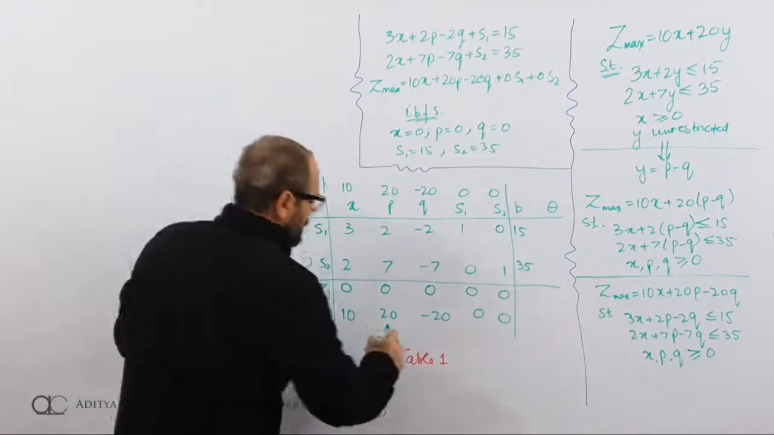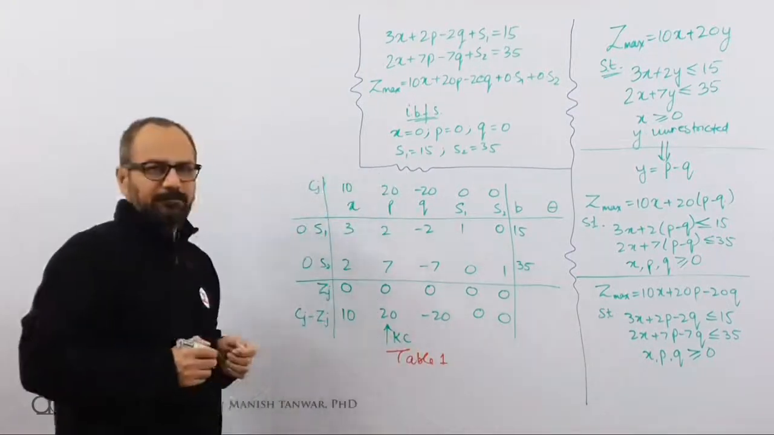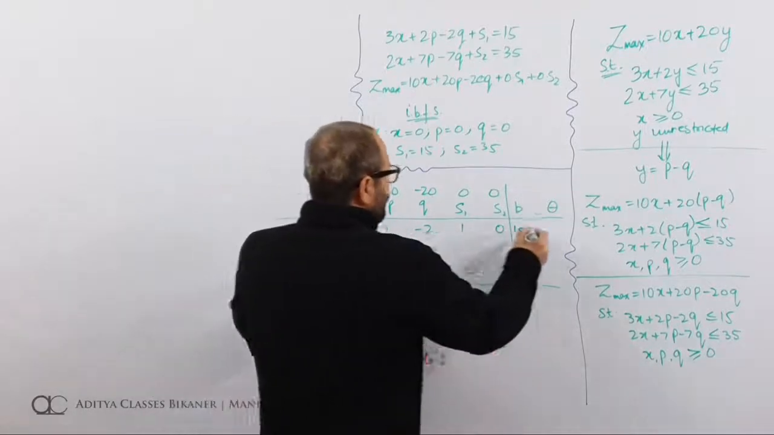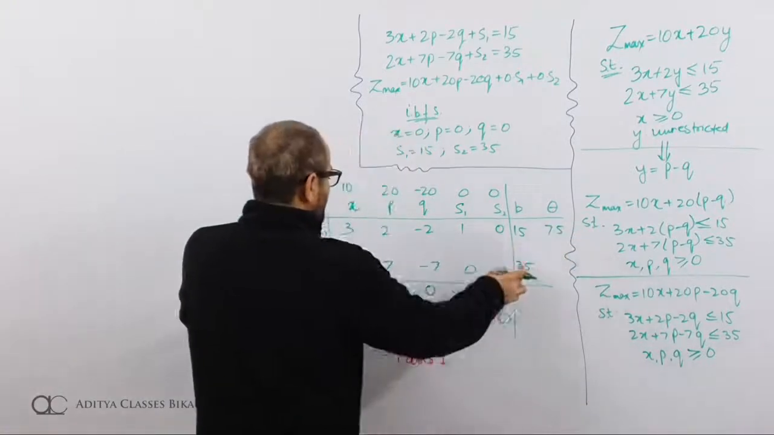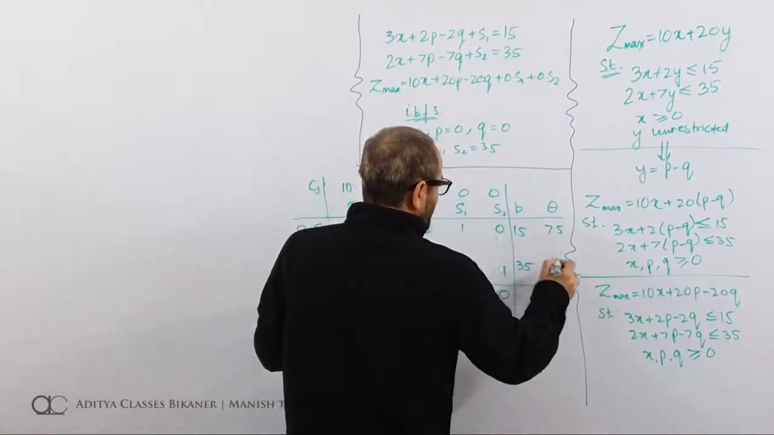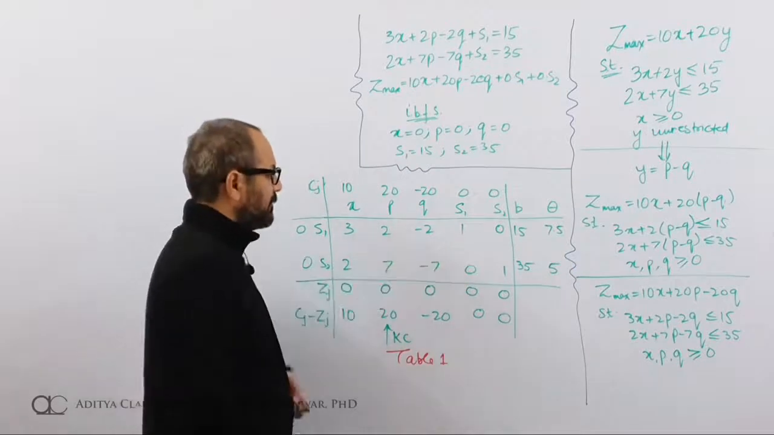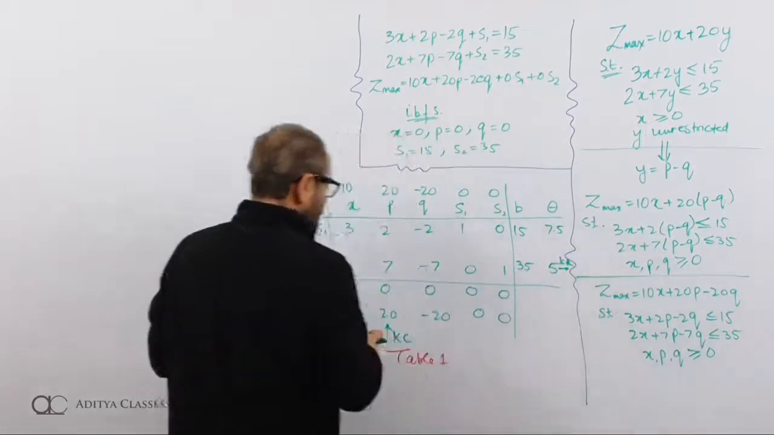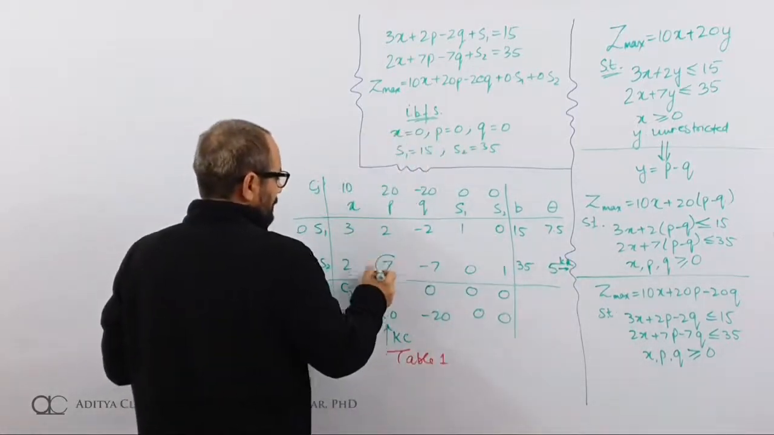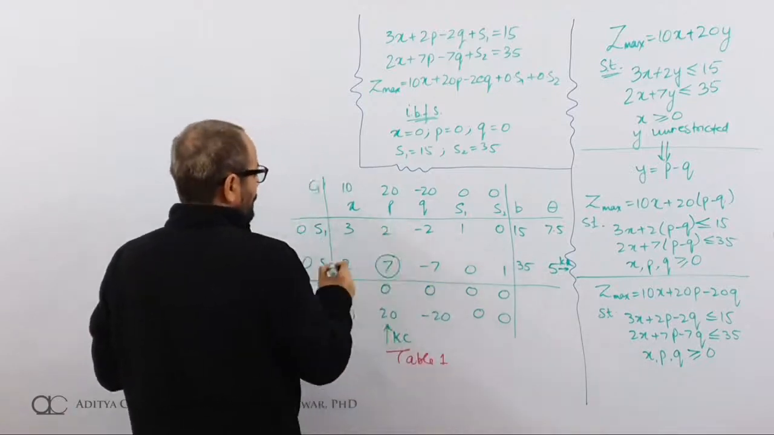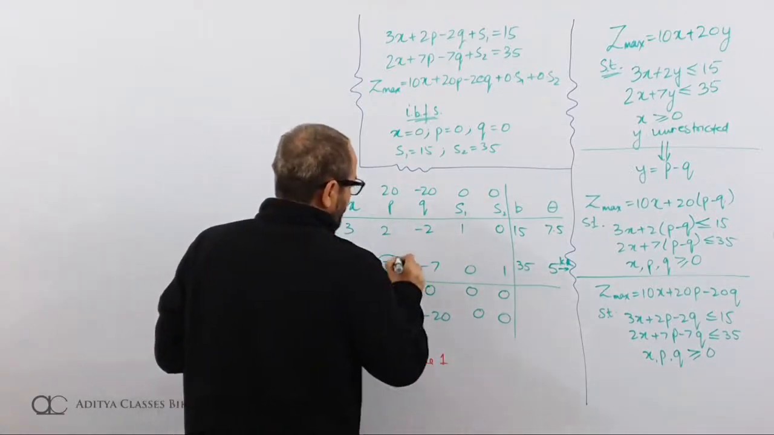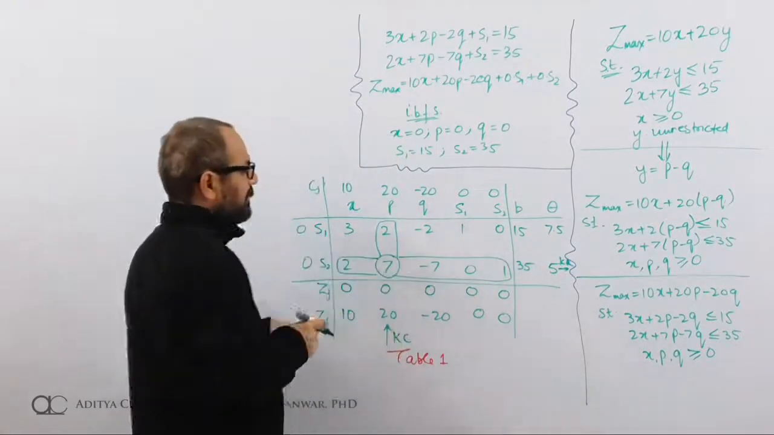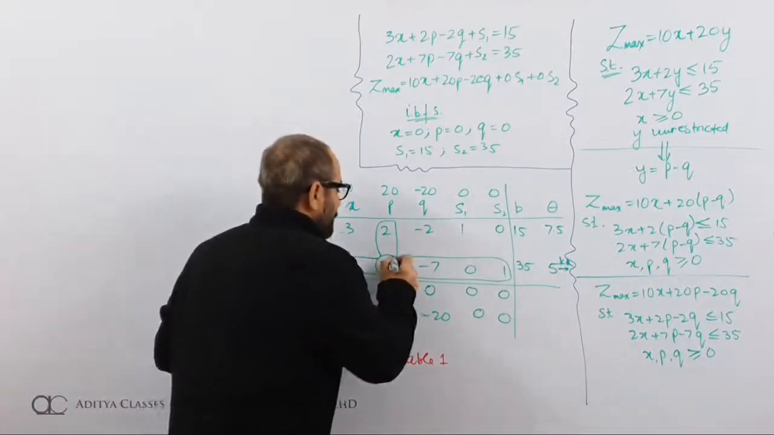This is most positive, thereby giving me my key column. Then divide B by elements of key column. 15 divided by 2 would be 7.5. 35 divided by 7 would be a 5. So, this gives me my key row. I have my key column, I have my key row, and the intersection is giving me my key element.